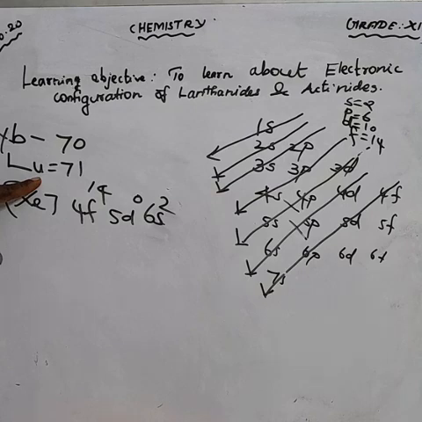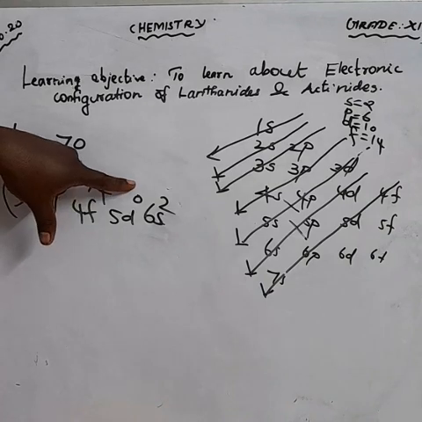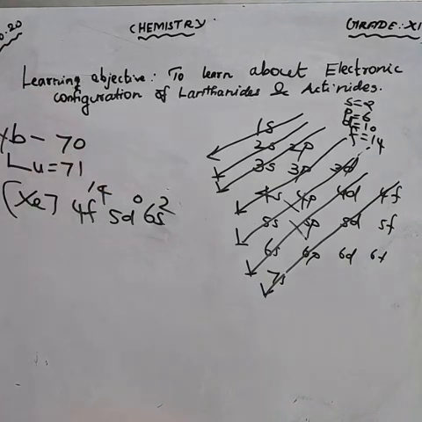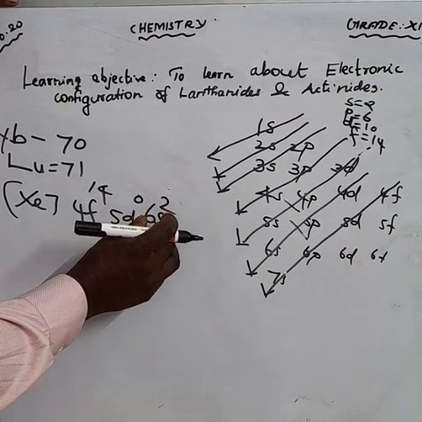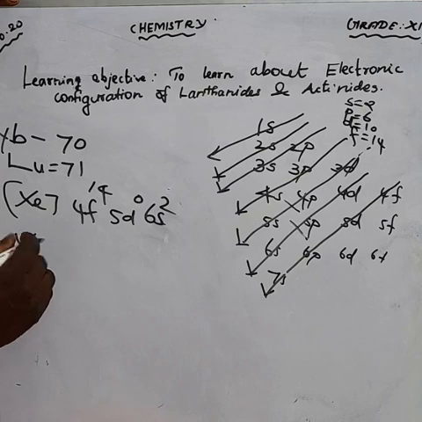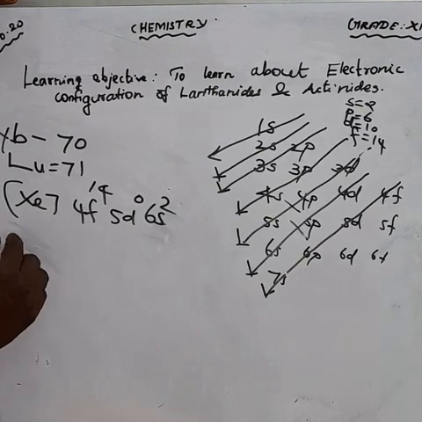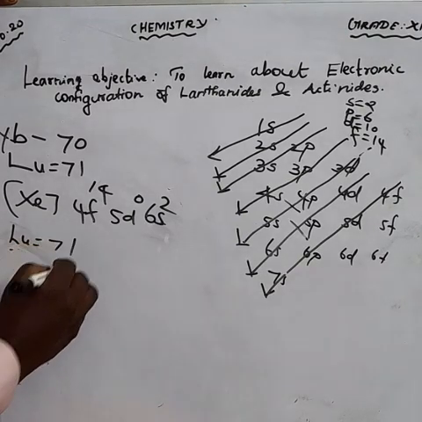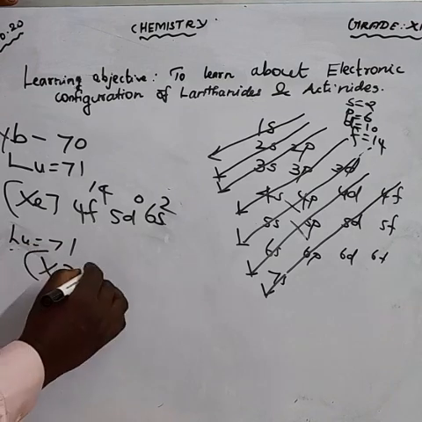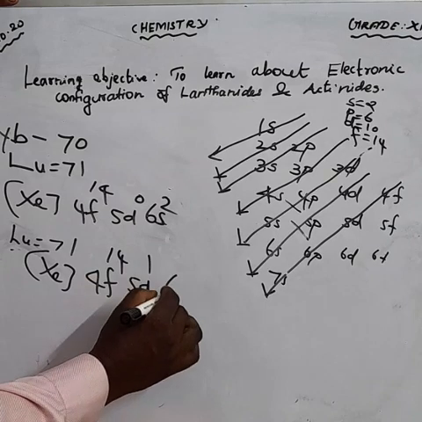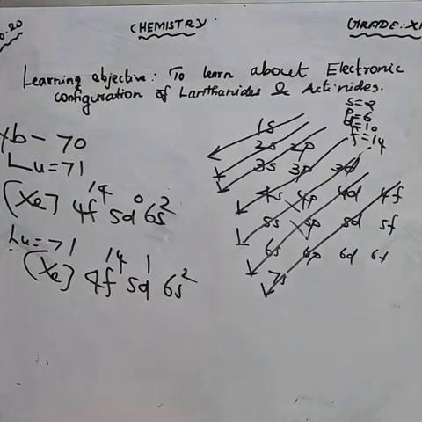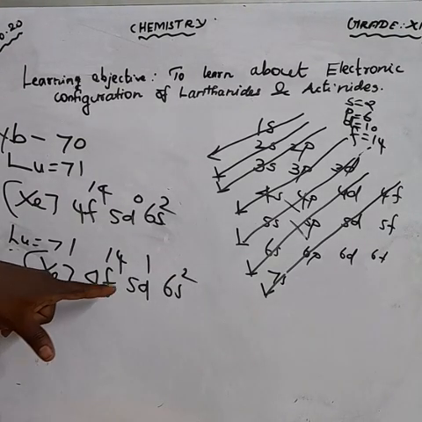What about the lutetium configuration? Lutetium, the atomic number is 71. One more electron goes to 5D. So 4F is also completely filled and 6s is also completely filled. That is, Lu is equal to 71, Xe 4F14, 5D1, 6s2. Here we can get the correct answer.